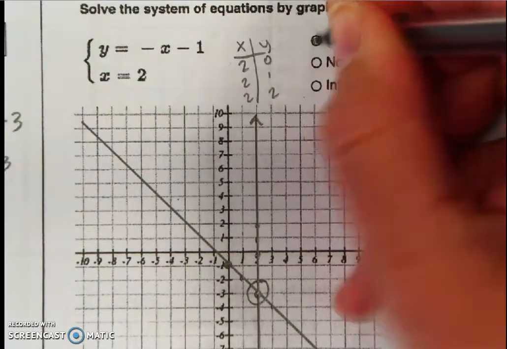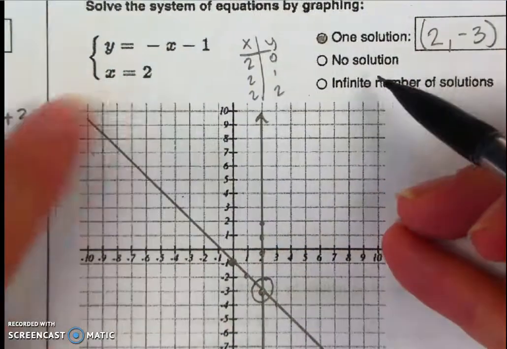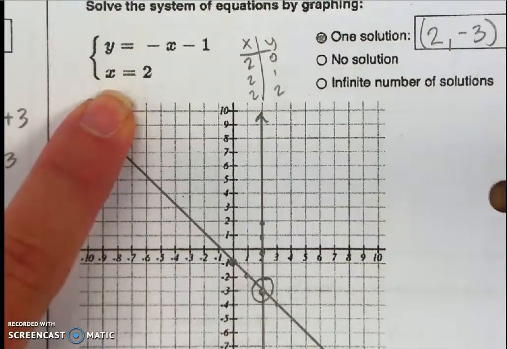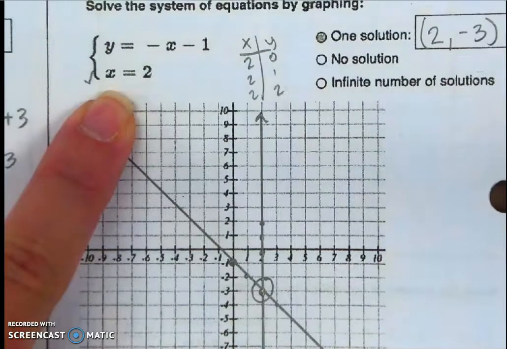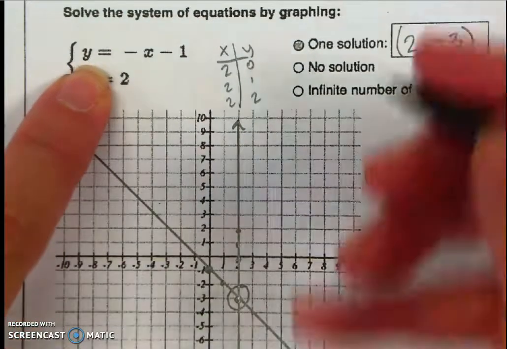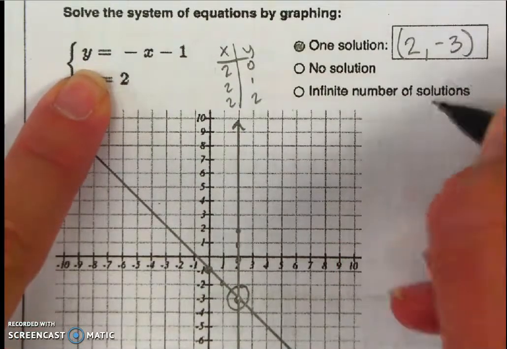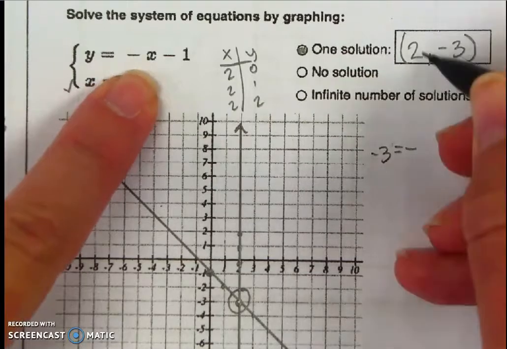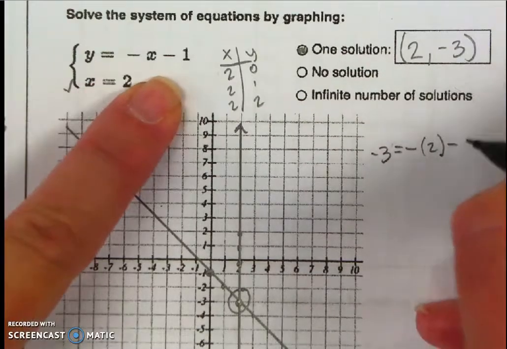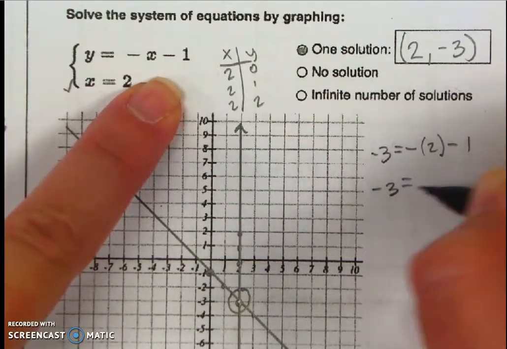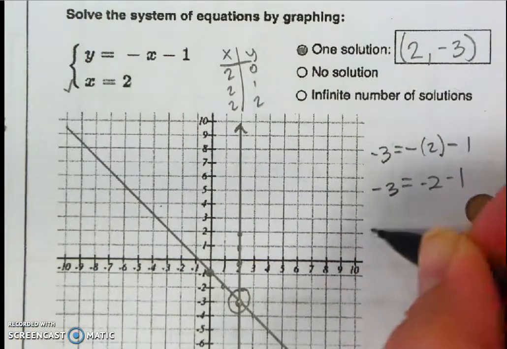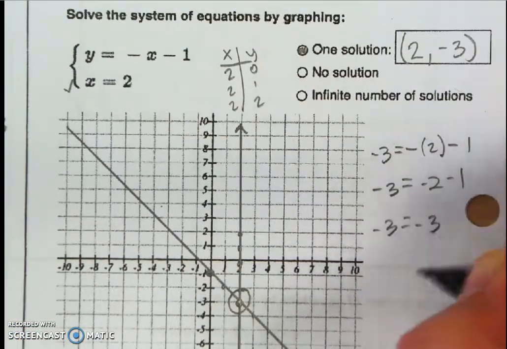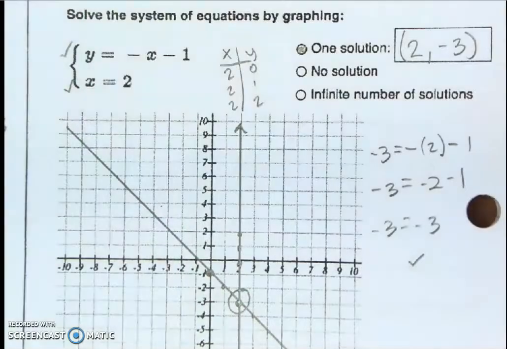And so to check that, I'm going to plug that into the first one because obviously the x is positive 2, so it works for that one automatically. For the first one, though, let's plug it in. Remember, the y is negative 3 equals negative x, which is 2, minus 1. So negative 3 would equal negative 2 minus 1. And that does come out equal to negative 3. So it checks out for the first one.